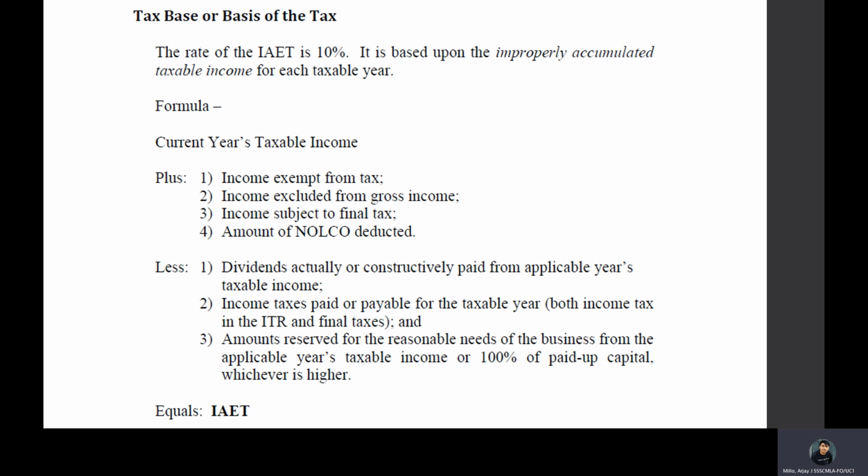Then i-less lang natin yung mga dividends actually or constructively paid from applicable year's taxable income, then yung mga income taxes paid or payable for the year, both income and final taxes, and the amounts reserved for the reasonable needs of the business from the applicable year taxable income or 100% of paid up capital, whichever is higher. Then yun yung improperly accumulated taxable income natin. Then multiply lang natin ng 10% na fixed rate. Then yun yung babayaran na additional tax nitong mga closely held corporation na merong improperly accumulated taxable income.